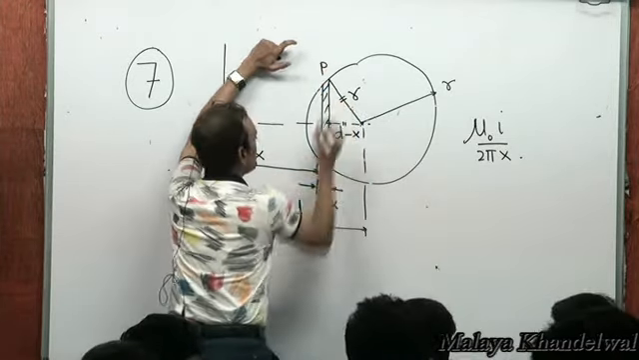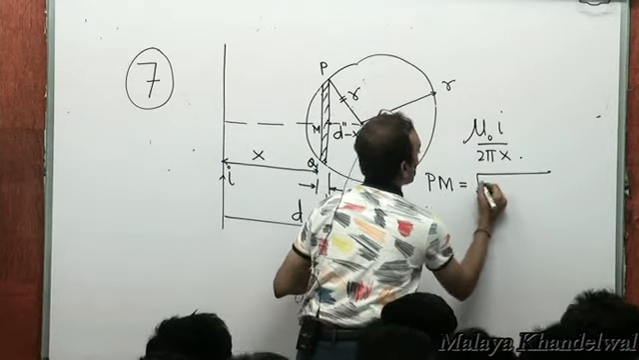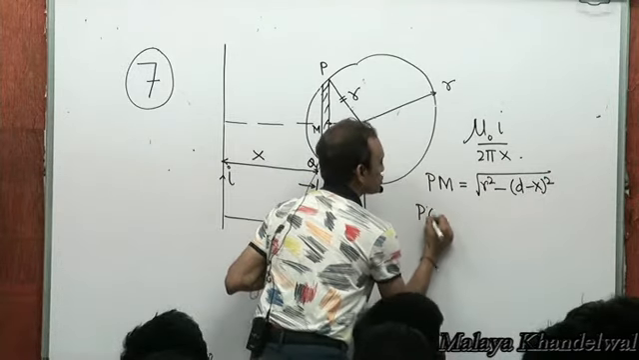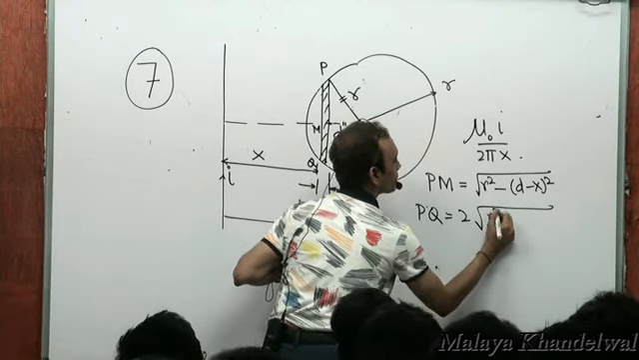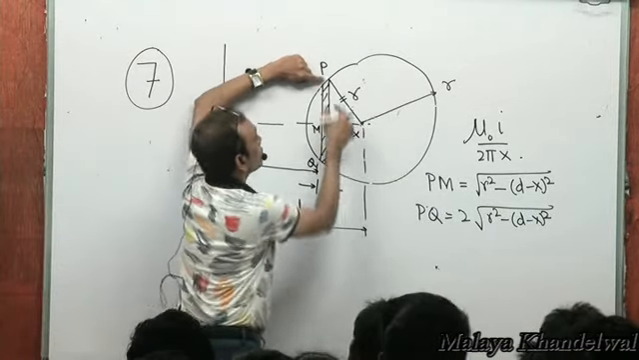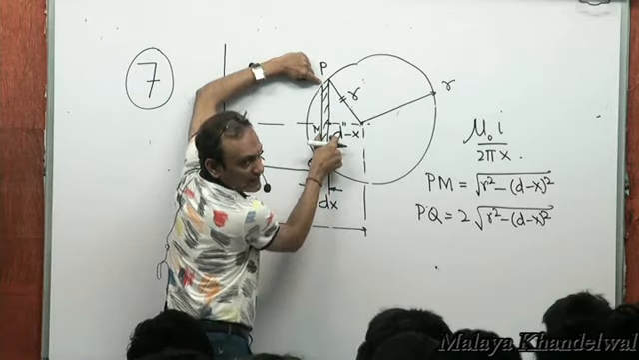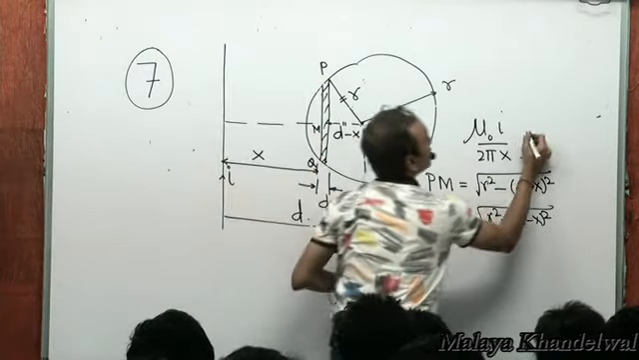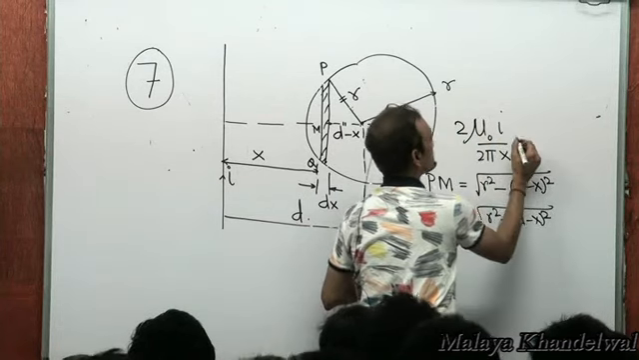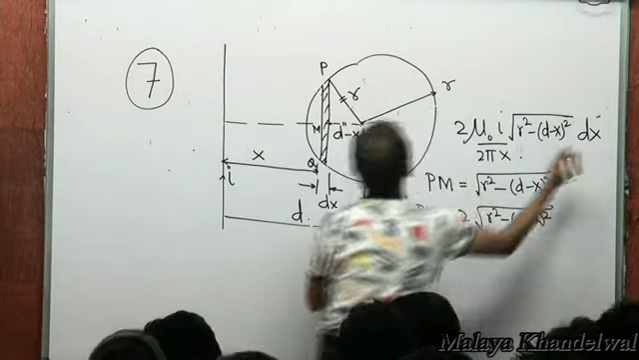Let's say this is PQM. The length PM from Pythagoras theorem is going to be what? Root r squared minus d minus x whole squared. That's PM. So PQ would be twice PM. Right? Now, the field at every point of PQ is mu naught I by 2 pi x. The area of PQ is going to be the length PQ into dx. So the flux associated is this into dx into PQ, twice root r squared minus d minus x whole squared into dx. That's the flux associated with this.